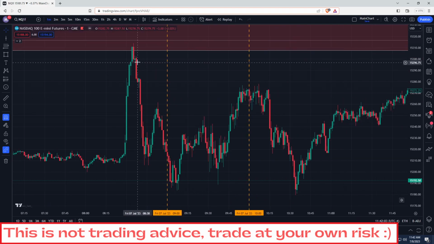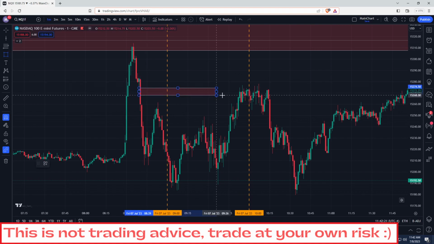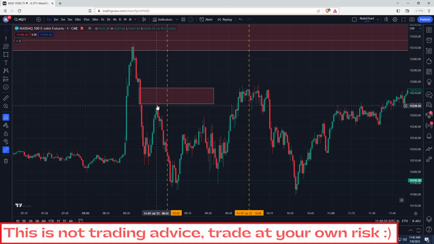I saw this and I kind of chased. I can't remember where I got in, and I did not hold it for the duration of the move down because I did not expect us to take out these lows. I figured we would probably retrace, which we did. We come up into this fair value gap right here, and this is where a lot of people took shorts, right inside there.